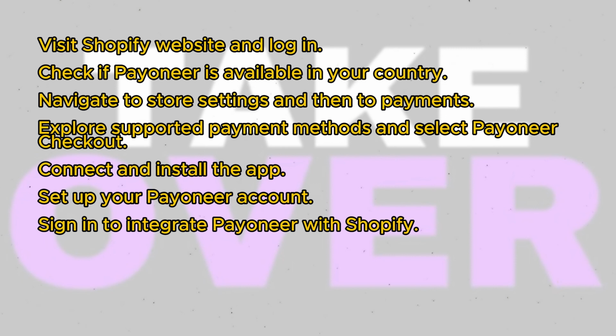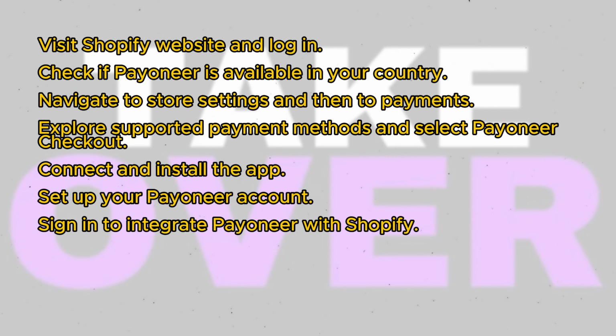Navigate to your Shopify store settings and then to the payments section. Rather than immediately selecting a payment provider, first, explore the supported payment methods and search for Payoneer. Choose the Payoneer checkout option. Connect Payoneer to your Shopify store by clicking on Connect and then Install App.